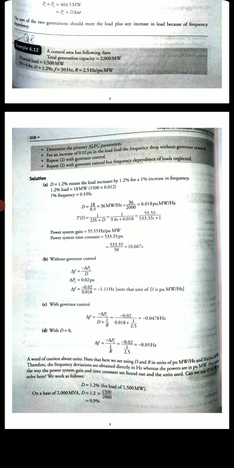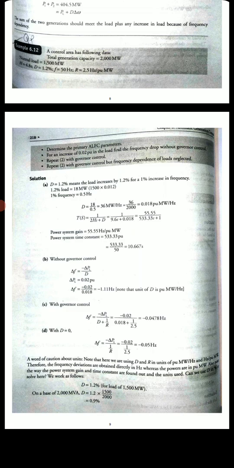Next, part C is with governor control. With governor control, we need to add here minus delta PL divided by D plus 1 by R. In the previous case there is no 1 by R. Here governor control is taken, that's what governor control means. R will come, that is 1 by R. We will get minus 0.0478 hertz.